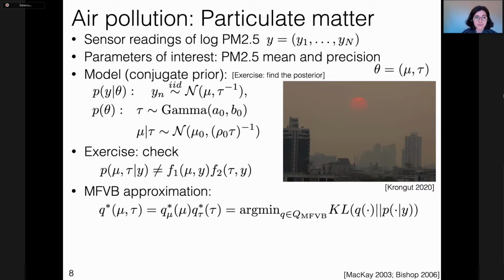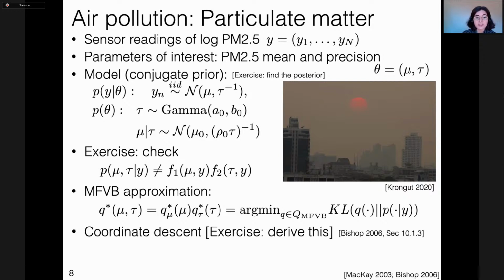And so that leaves off a lot of distributions, including the exact posterior in this case. And so that's the approximation we're making. Now it turns out, because everything here is nicely conditionally conjugate, that you can actually solve to find the coordinate descent steps. This is a nice exercise to derive. Again, if you get stuck, you can check out Bishop's great textbook.